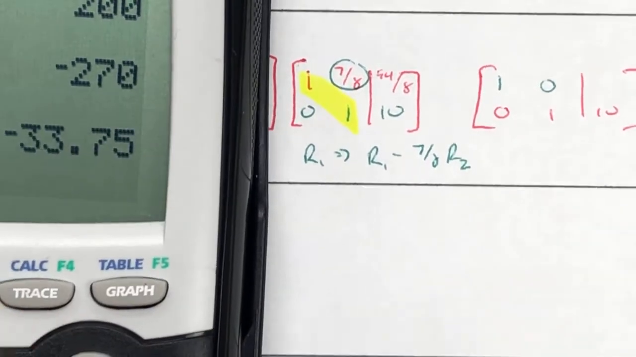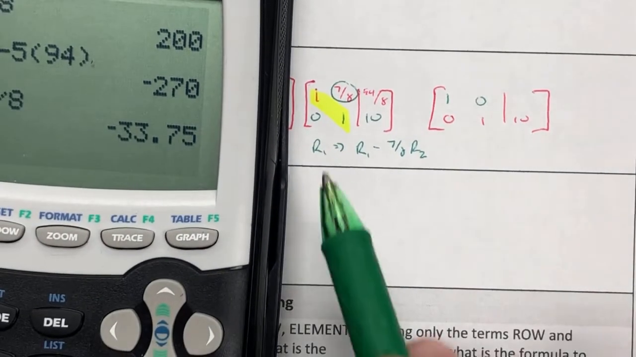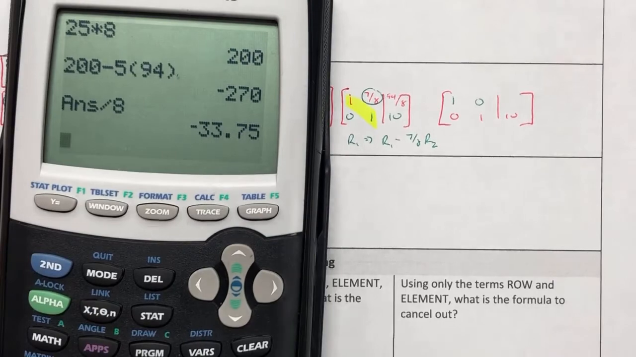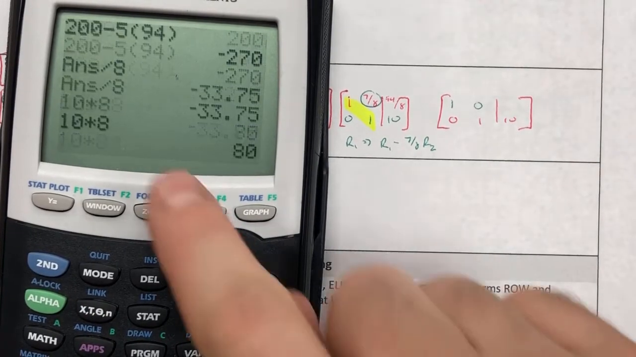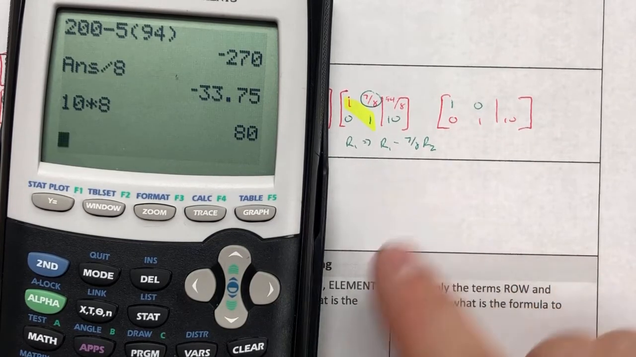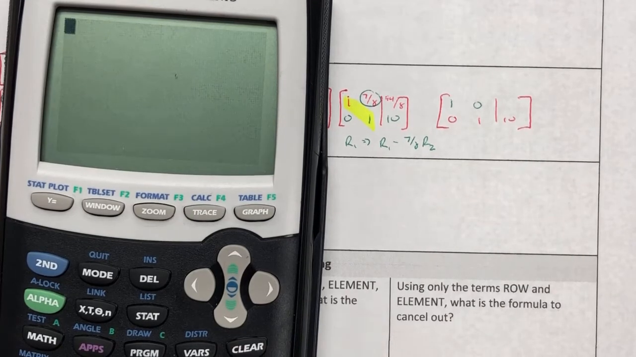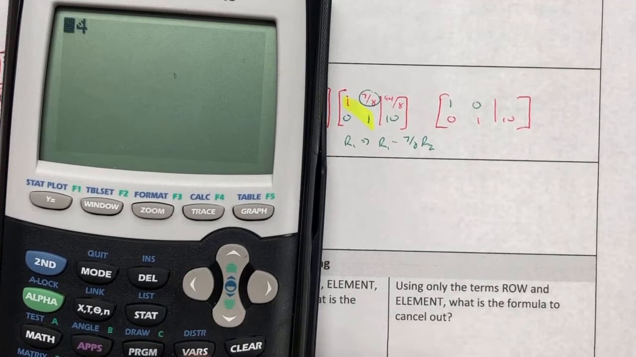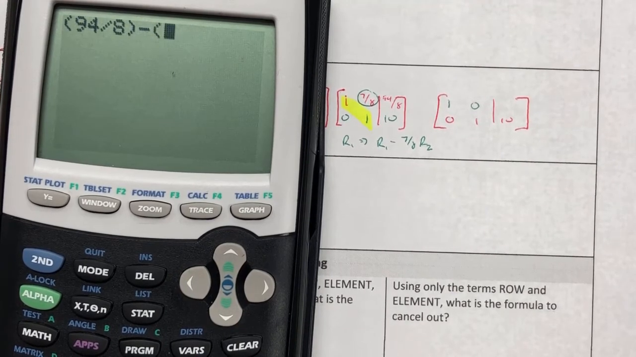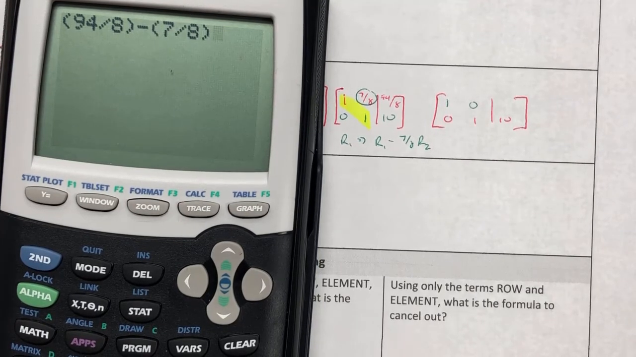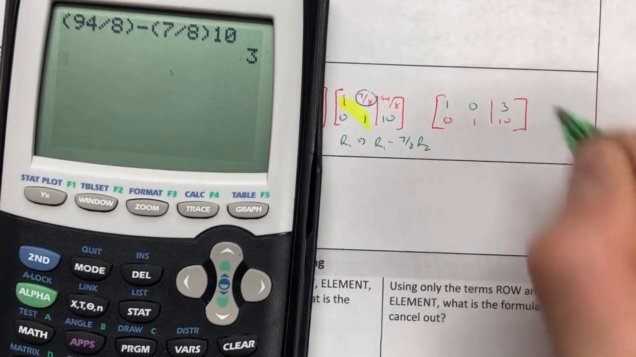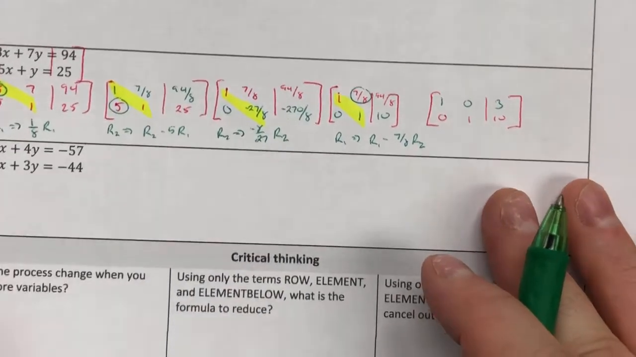So let's go ahead and bust this one out. If I'm dealing with 94/8 minus 7/8 of 10, realistically, if we only care about the numerators, well, 10 in eighths is going to be 80. So I'm taking away 7/8 of that. Actually, I don't even need to worry about that at all. Let's just take our 94 minus 7/8 of 10. 3. Boom.